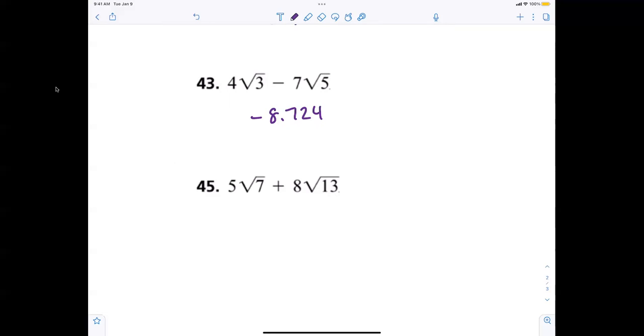You with me on this? What did we get for number 45? Tell me what your answer is. Anybody else get for 45, 42.073? Yeah. Okay.